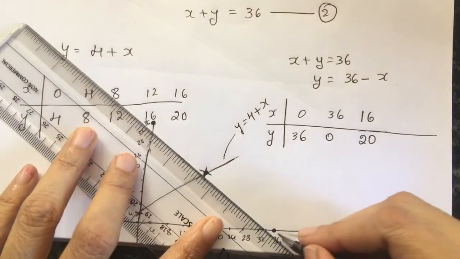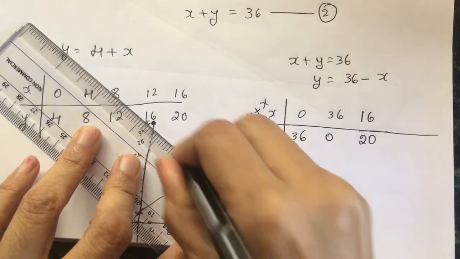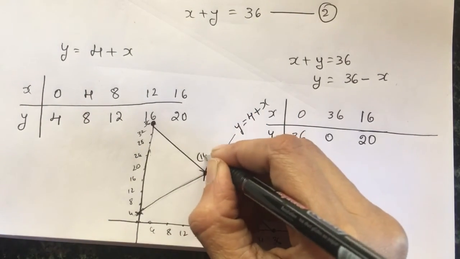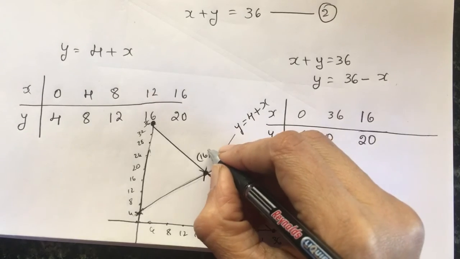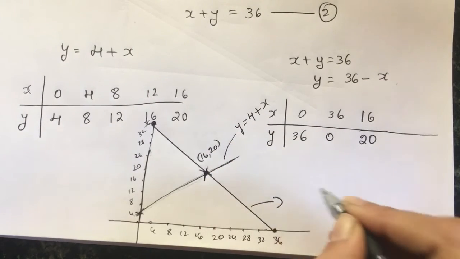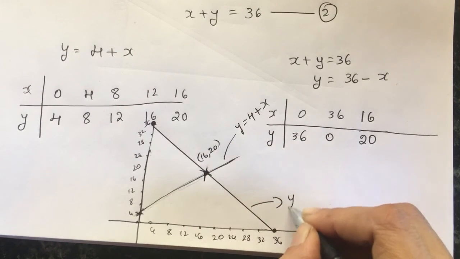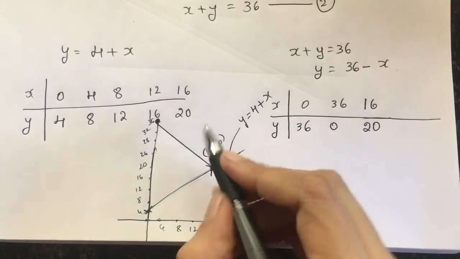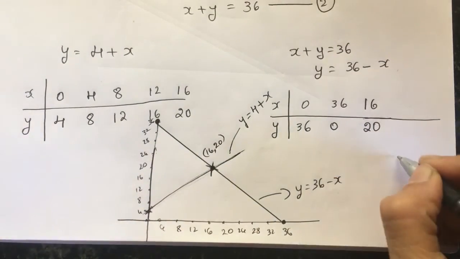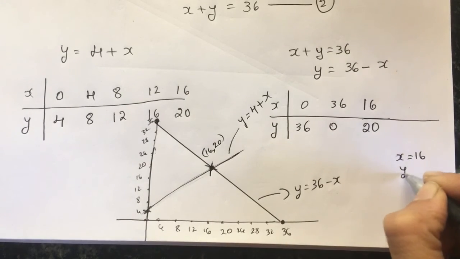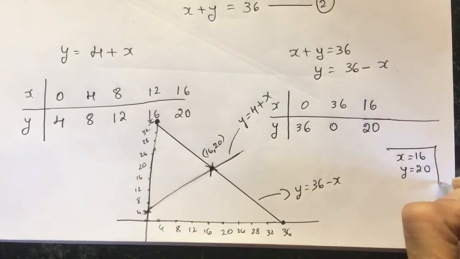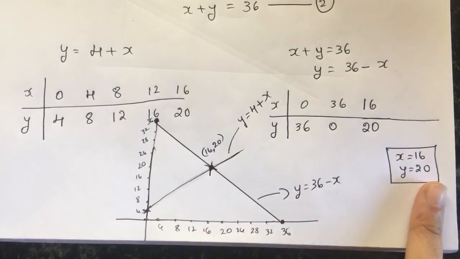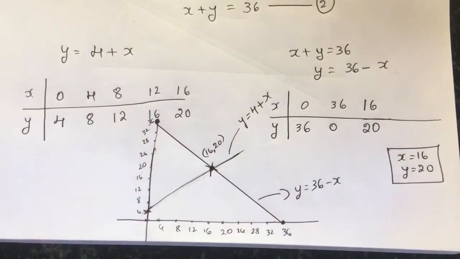You just try to draw. My graph is not so perfect. Okay, so this is the point of contact. Here the point is (16, 20), and this line represents the equation y equal to 36 minus x, right? And this is the point of contact. So x equal to 16 and y equal to 20 is the dimension, the width and length of the garden. That is the dimension.